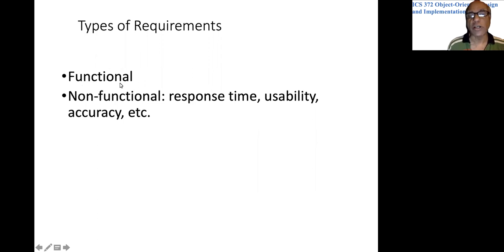There are two types of requirements. One is functional requirements. What should the system do? For example, we are going to see a library system. One of the requirements is that users or the members or the customers be issued books. That is a functional requirement. There are non-functional requirements such as response time of interactive screens, throughput, usability, accuracy, etc.